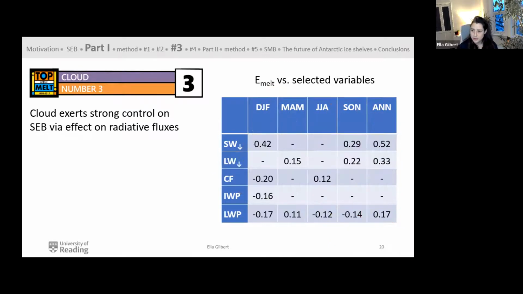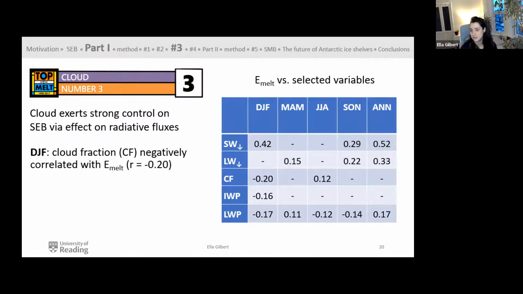And here we've got a table that shows correlation coefficients between melt flux and various different parameters. Now, some of them are pretty low, so take with a pinch of salt. There's a lot of processes going on. But generally, we see that when we have more cloud in the summertime, you get less shortwave reaching the surface. So, for example, cloud fraction, indicated here, CF, is negatively correlated with melting in the summer, unsurprising perhaps.